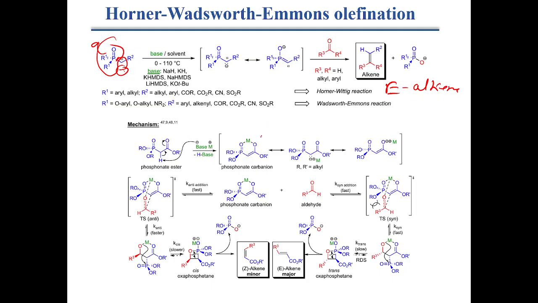So the same mechanism is followed. This proton is abstracted by base and the negative charge forms, and this negative charge will be trapped by any kind of aldehyde. So after the phosphate elimination, we'll get these two transition states, syn and anti transition state possibilities. So we'll get the E isomer as the major product.